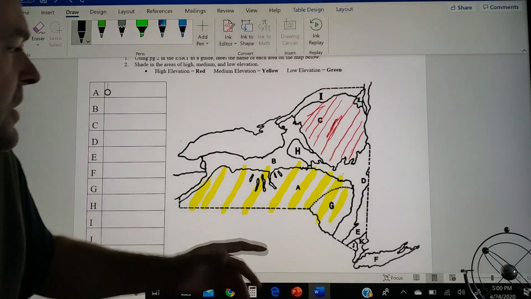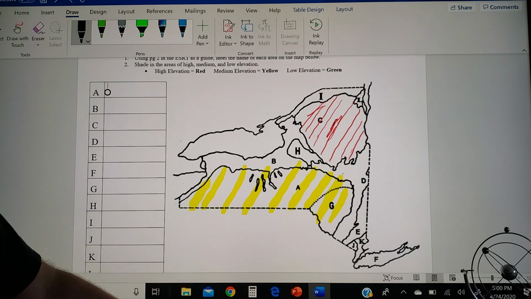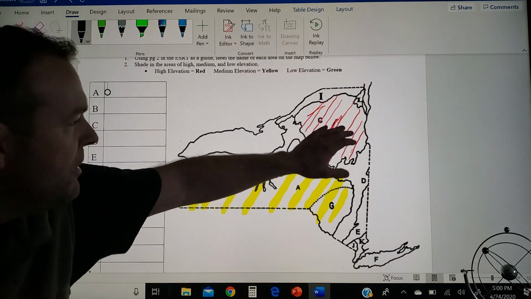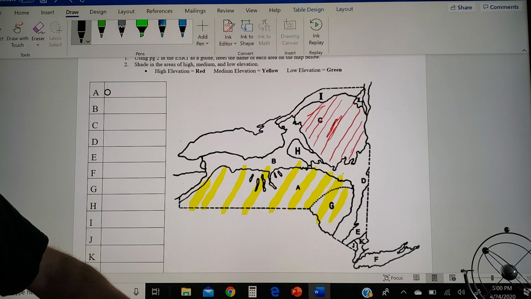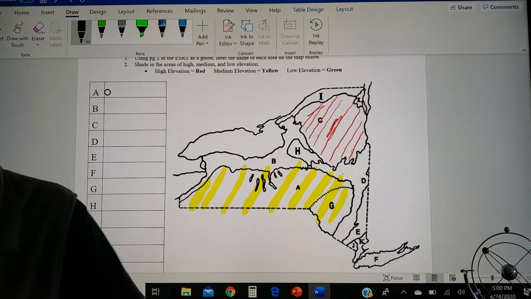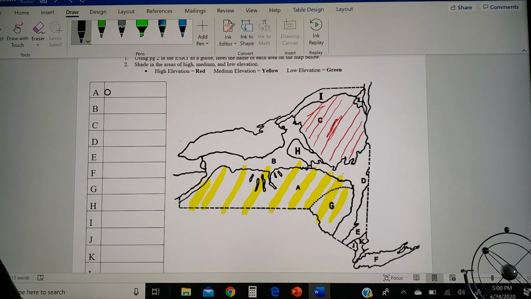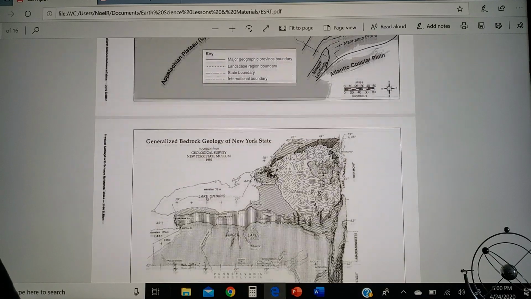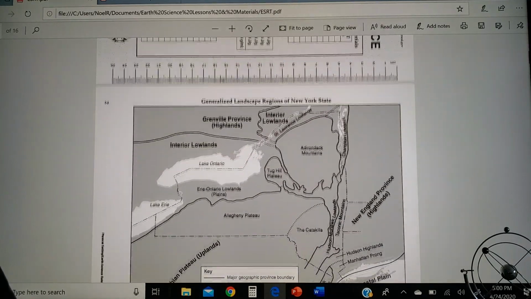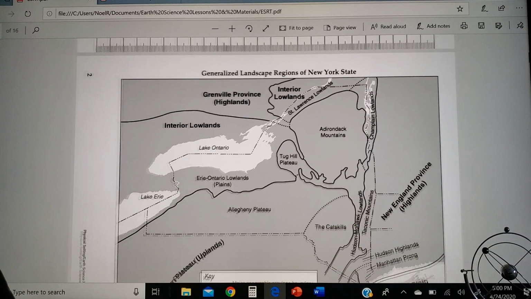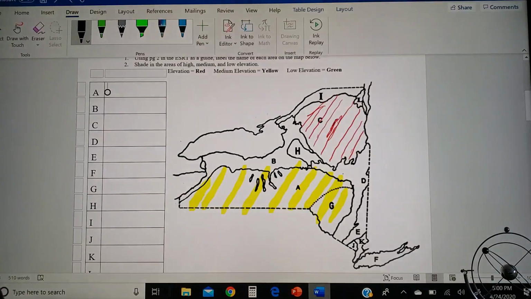All right, so this is the copy I sent you guys. This first area was shaded red, right? That was the Adirondack Mountains. That's your highland. And again, go to your reference tables, right? Use this chart right here, and it'll tell you Adirondacks. And then, of course, you fill in the appropriate color.